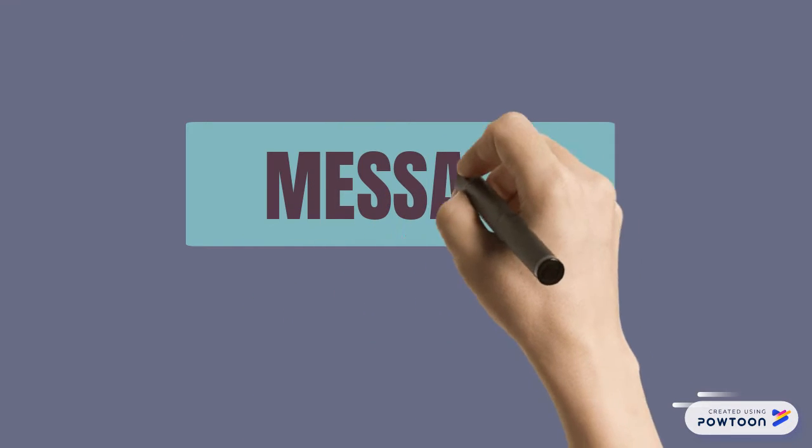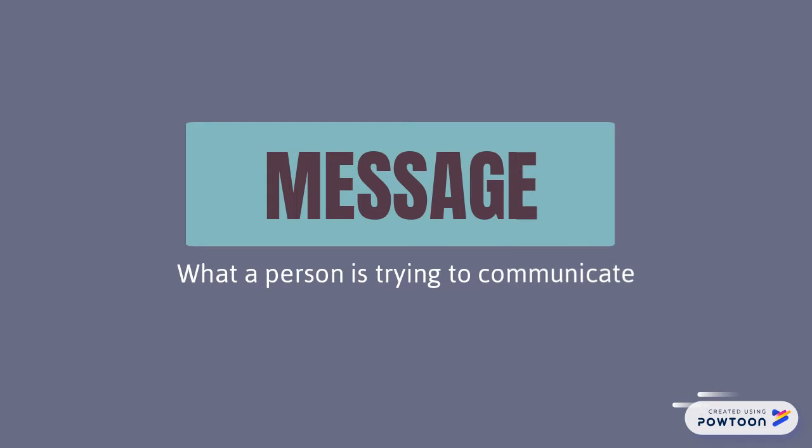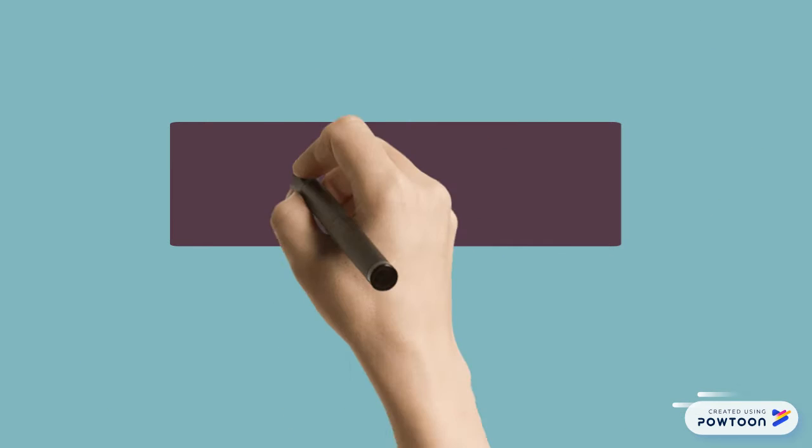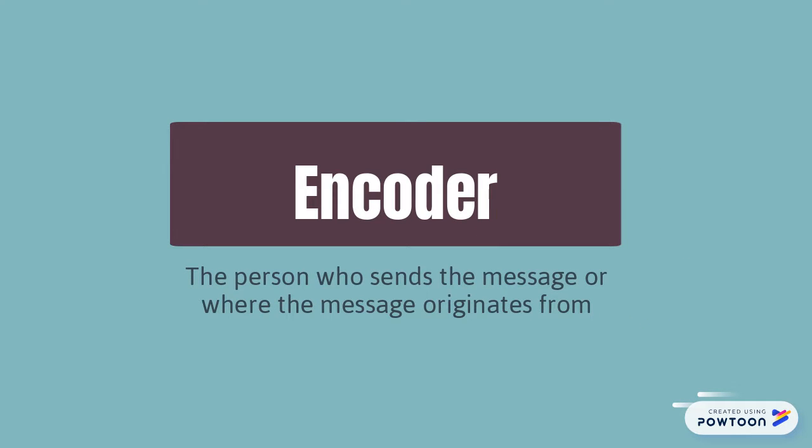First of all, we have the message, which is what a person is trying to communicate. For example, you want to text a friend, "Hey, wanna eat out later?" Inviting them to lunch is the message you want to tell them. Second is the encoder. The encoder is the person who sends the message and where the message originates from.